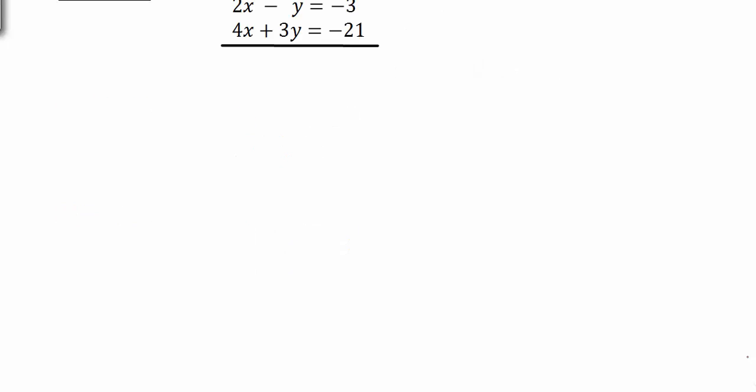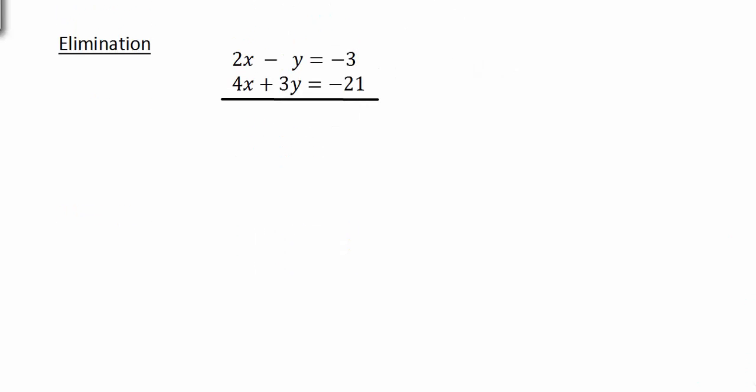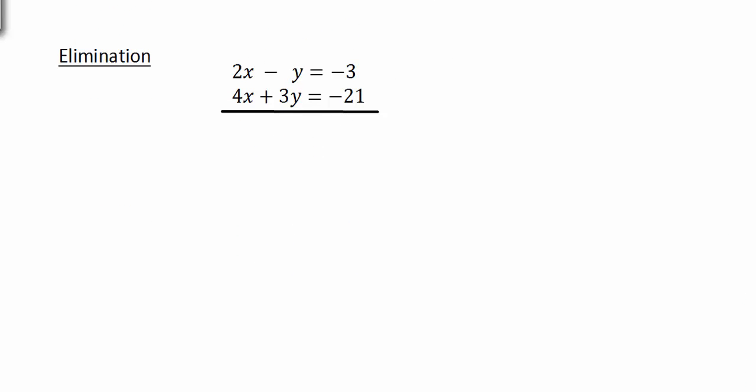All right, the third technique we're going to look at is using elimination. Here we want to add the equations together to cancel out one of the variables. There's a couple ways we can do this. If we were to add the equations the way they are, we would get 2x and 4x, which would be 6x, and -y and 3y would be 2y. Well, we want to figure out how we can get those to cancel out.